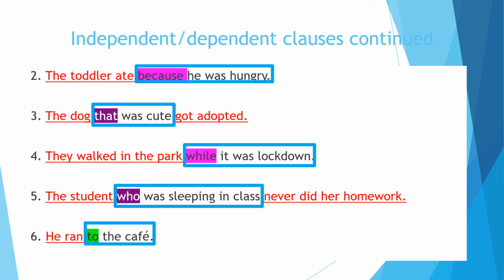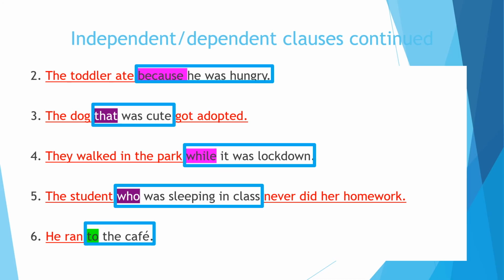Number 4, they walked in the park while it was lockdown. While is a conjunction which marks off where our dependent or subordinate clause will be. Let's test if they walked in the park is a main clause or an independent clause. Does it have a subject? Yes, they. Does it have a number? Yes, they is many, so therefore it is plural. Does it have a tense? Yes. So, they walked in the park is the main or independent clause, and while it was lockdown is the dependent or the subordinate clause.